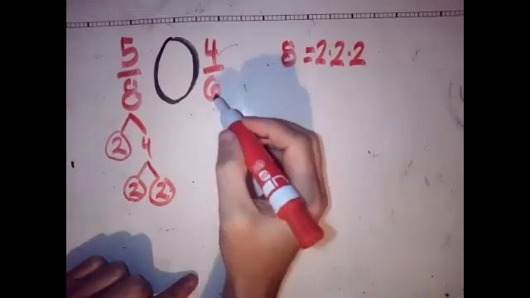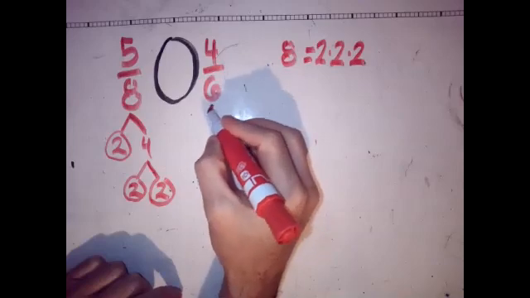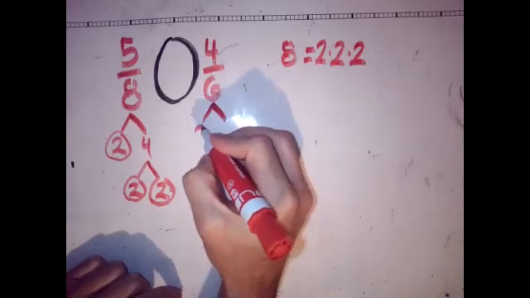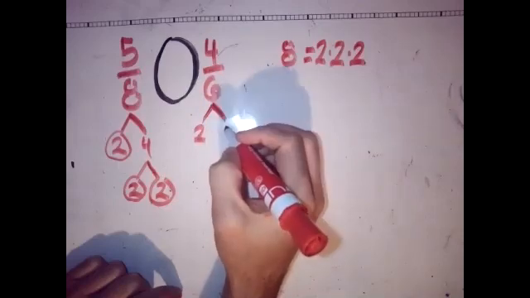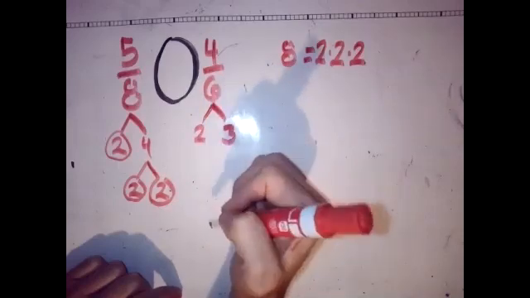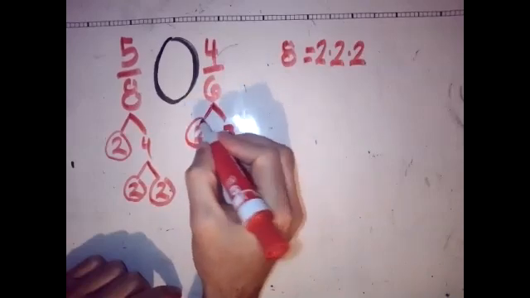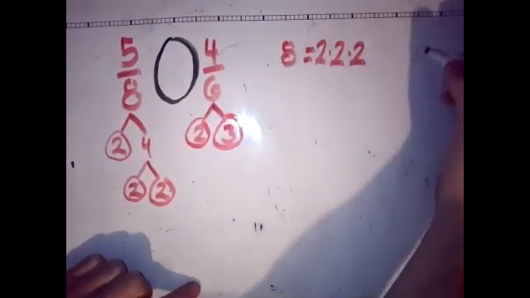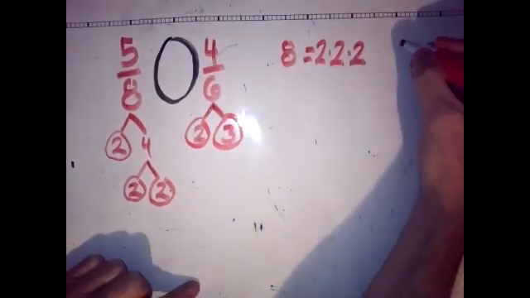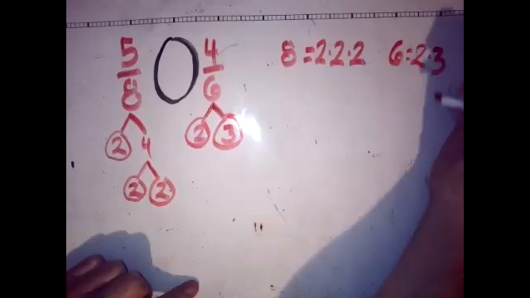Now over here, I'm going to go to my 6. And I know 6 is not a prime number because it can be divided by 2. I'm going to think about it. 2 times something equals 6. Well, it's 3. And I know both of those are prime numbers as well. So over here, I'm going to say 6 equals 2 times 3.